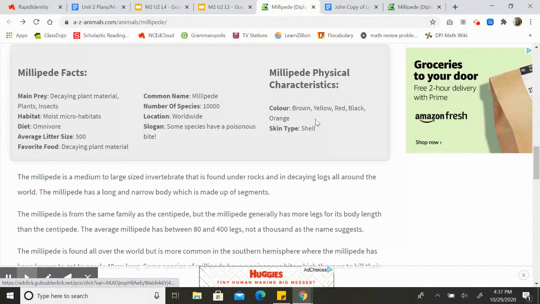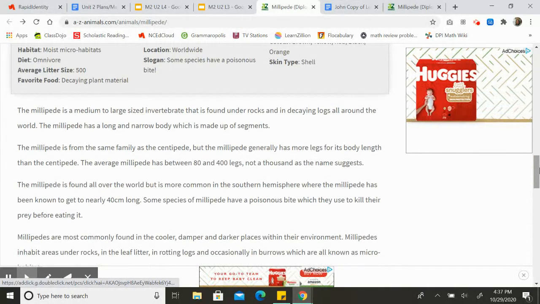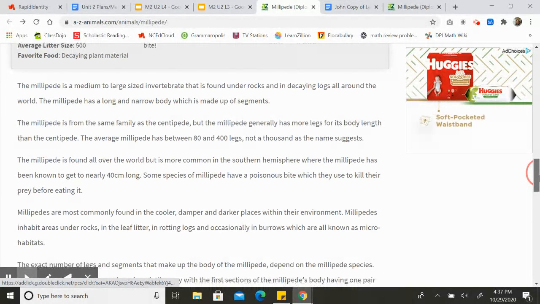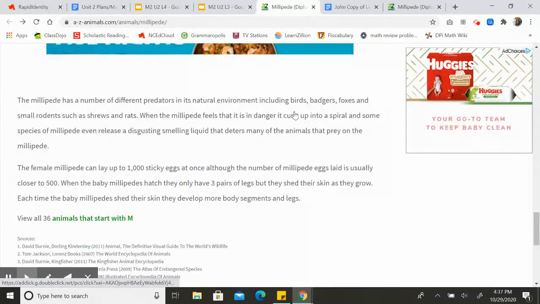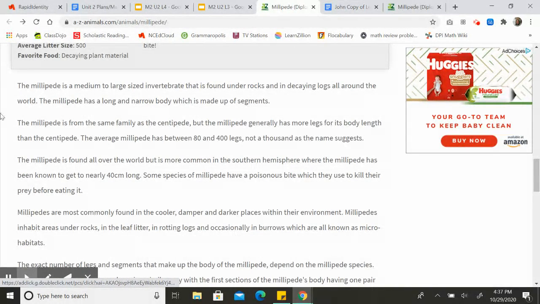Here's its colors: black, brown, yellow, red, black, and orange. And it has an exoskeleton, a hard shell, kind of like the armadillo. Okay, so here's our information. You can see we're going to just quickly go through it, and I'm going to actually quickly read it to you. It's not a whole lot. And then we're going to take some notes on it.